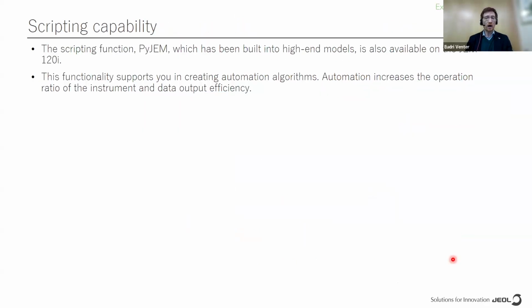But now, to allow the ultimate level of customizability and flexibility, the scripting function, which is called PyJEM, which is based on Python scripting, which was originally built for the high-end JEOL TEM models, is now also available for the entry-level, general purpose TEM. This functionality allows you to control the TEM lenses, deflectors, apertures, detectors, basically anything that the microscope can do. And this scripting tool supports you in creating automation algorithms. And with automation comes increased operation efficiency and data generation throughput.